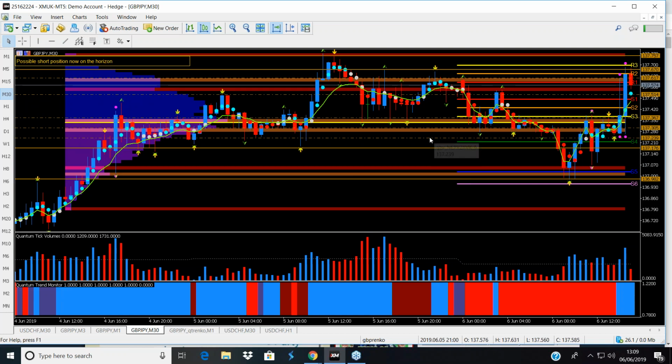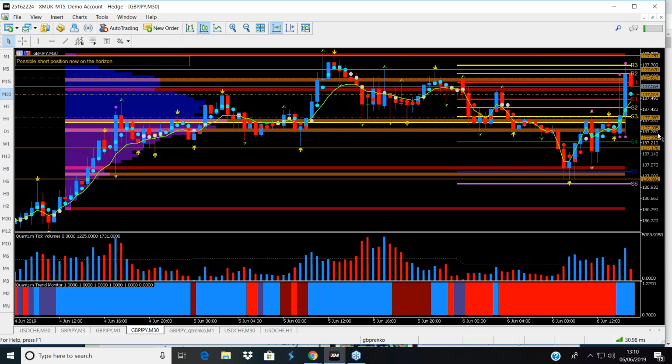To get back to the S&R indicator, this is the hashed line, which means it isn't as strong as this one here. To the top side, we have one here, and up here we have the high, which is 137.775, and it looks like it's trying to move higher.